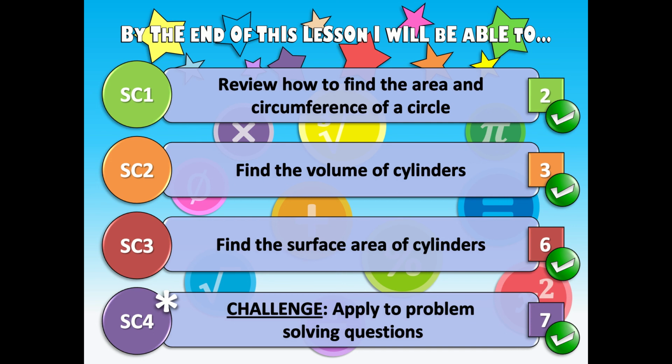And now we've completed success criteria 4. So now that we've completed the last objective, it's time to end the video.